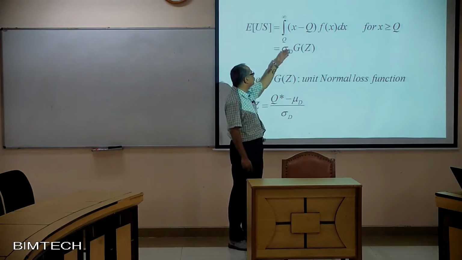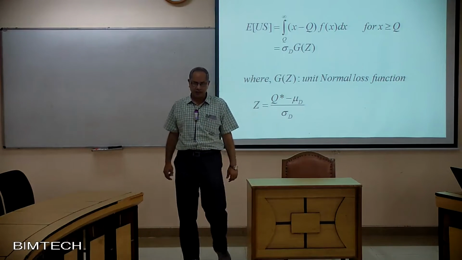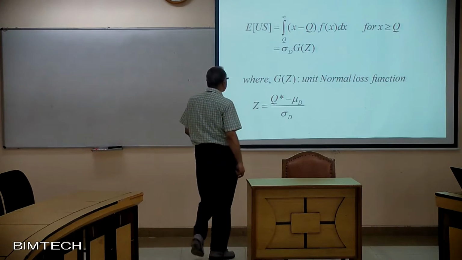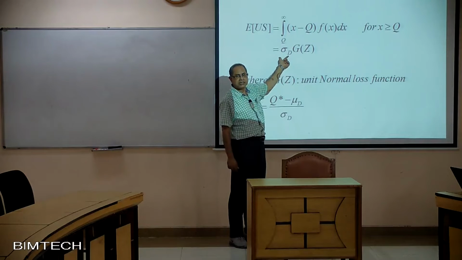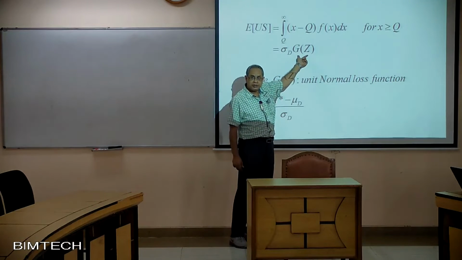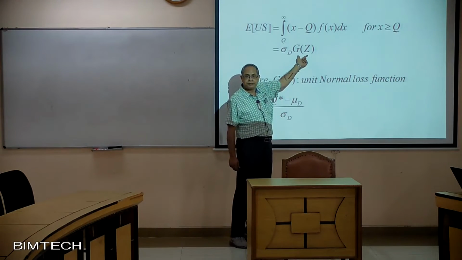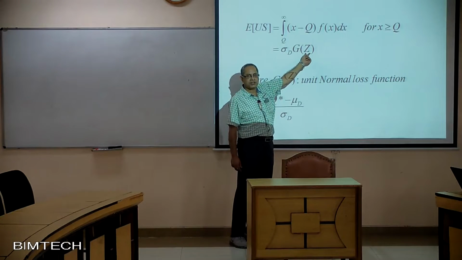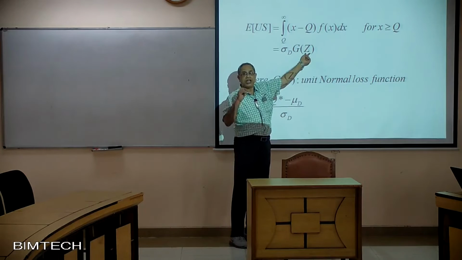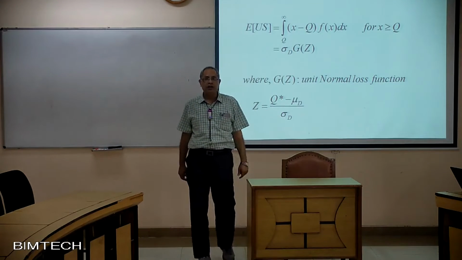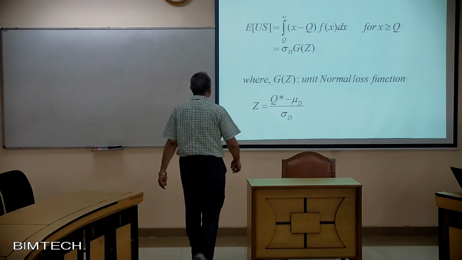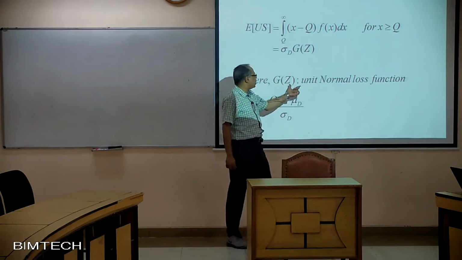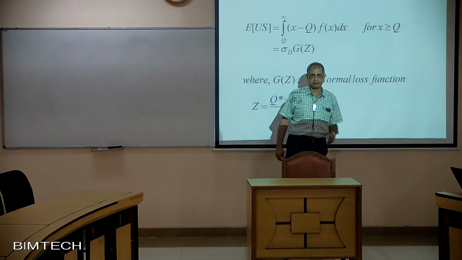Now, once again, we are not going to get into the derivation of the final result, except that we are going to use it, and the final result comes out to be sigma D. Sigma D is the standard deviation of the demand multiplied by a function G(z), G as a function of z. And z is the same z which we have seen earlier. This is our standard normal variate. Now, what is G(z)? G(z) is called the unit normal loss function.